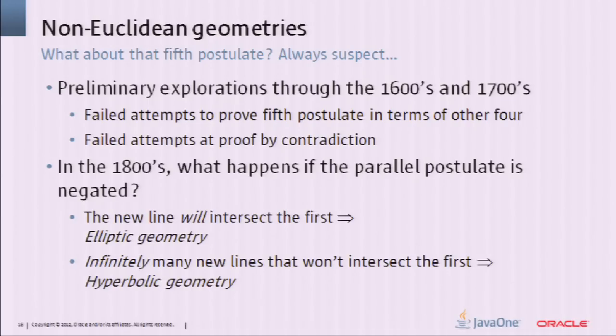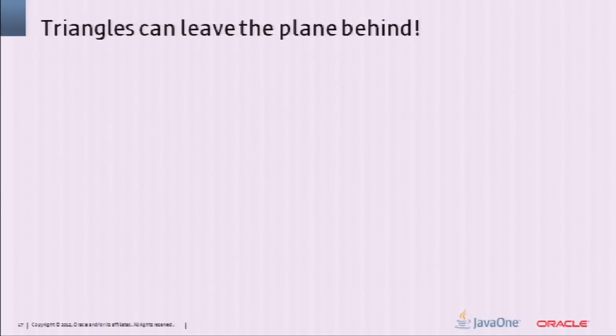And if you make that assumption, what you get is called elliptic geometry. And let's say instead of having a single line, you say, all right, there can be infinitely many lines that don't intersect and go through that point. If you make that assumption instead, you get something called hyperbolic geometry. And let's take a look at what those systems look like.